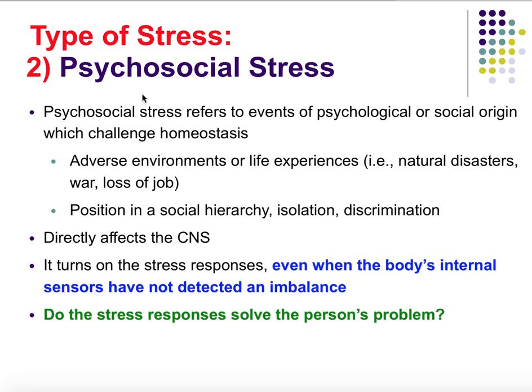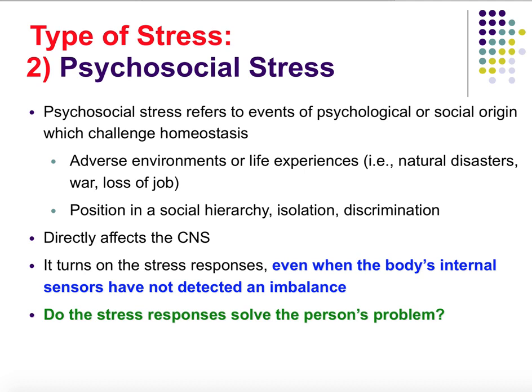Another type of stress is psychosocial stress. So psychosocial stress is something related to social or psychological stressors in origin. So examples include things like experiencing natural disasters, loss of a job, war. It could also be things like position in a social hierarchy, feelings of isolation, or discrimination. It will directly affect the CNS. So even though there's nothing physical that's happening to you, your body will still respond.